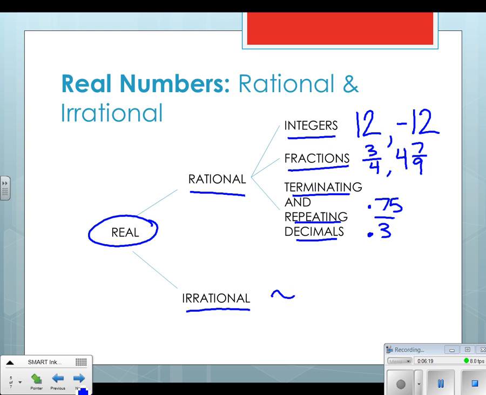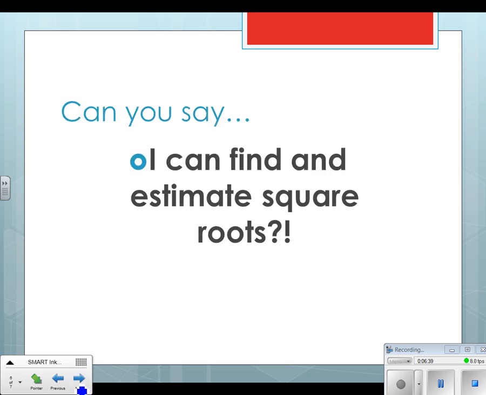Irrational is, like I said, pi, or the square root of an imperfect square, like the square root of 2, or the square root of 90, because 90 is also not a perfect square. They are decimals that go on forever, that don't repeat, and you cannot write them as a fraction, a over b. Can you say, I can find and estimate square roots?